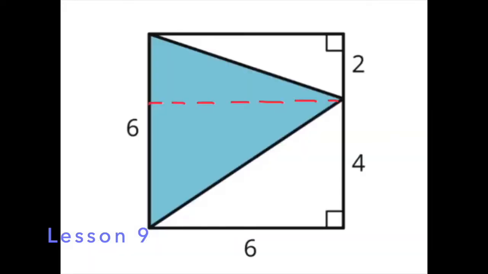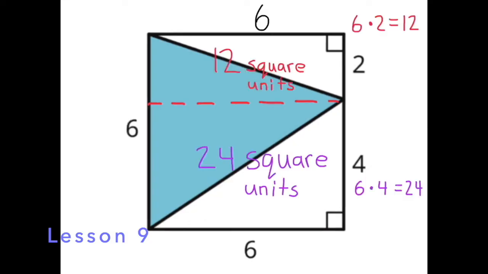Look at it this way. I'm going to decompose this square. On the top we have a rectangle that's 6 by 2, and on the bottom we have a larger rectangle that's 6 by 4. The smaller rectangle on top has an area of 12 square units, and the larger rectangle on the bottom has an area of 24 square units. For the top rectangle we multiplied 6 times 2 to get 12. For the bottom rectangle we multiplied 6 times 4 to get 24.